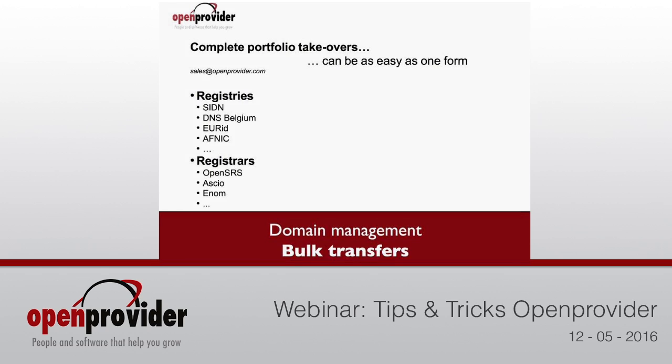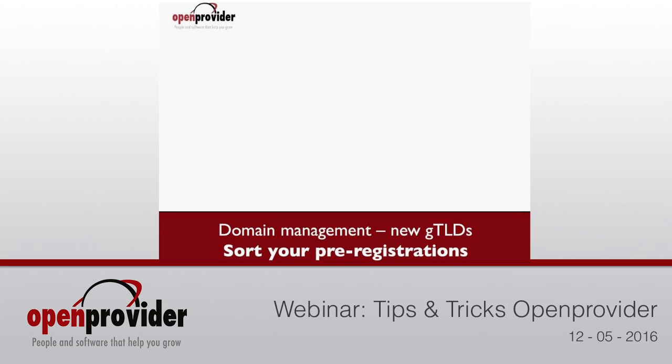If you want to know more about it, send an email to sales@openprovider.com and they all can tell you everything about it. Then I have two last tips on the domain management regarding new gTLDs. First one is sorting your pre-registrations. Normally our system works first come, first served. If you pre-register domain 1 today and tomorrow domain 2, then domain 1 will be sent to the registry first at the moment the general availability opens, and domain 2 second.